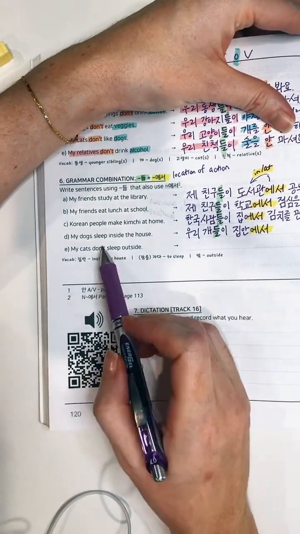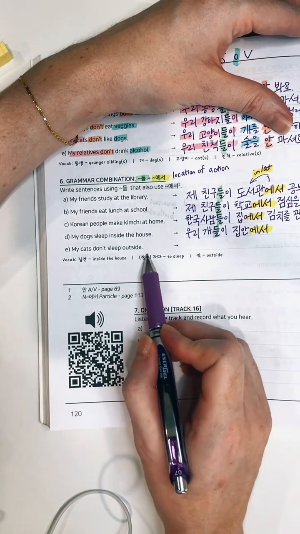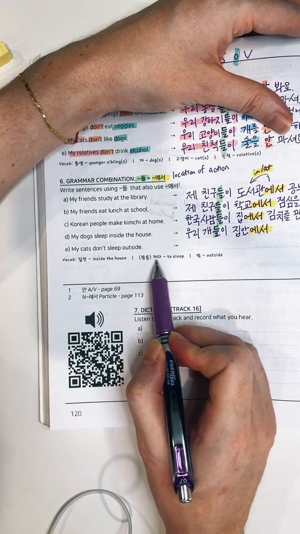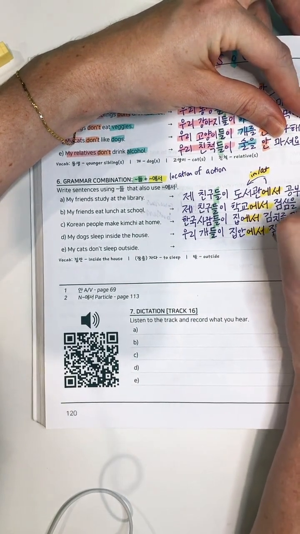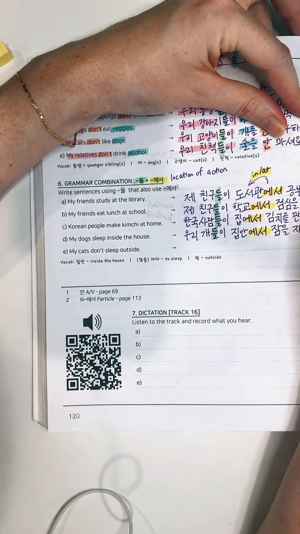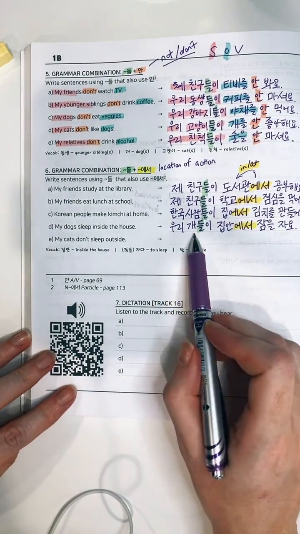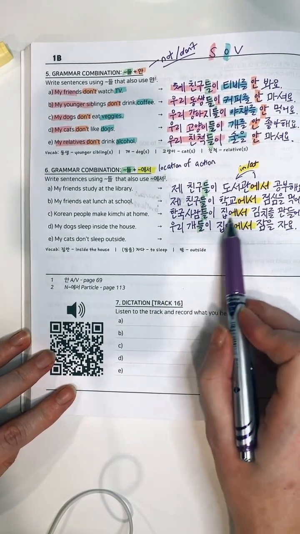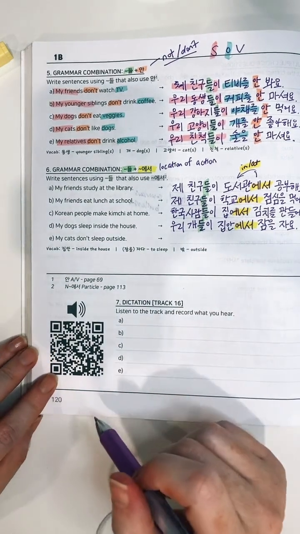And then how do you say to sleep? It is 잠을 자다. This 잠을 is not required. You can just say 자요. But it is common to add 잠을 자요 or just 자요. Both are fine. To sleep. 우리 개들이, my dogs, 집안에서, inside, they sleep. 잠을 자요.